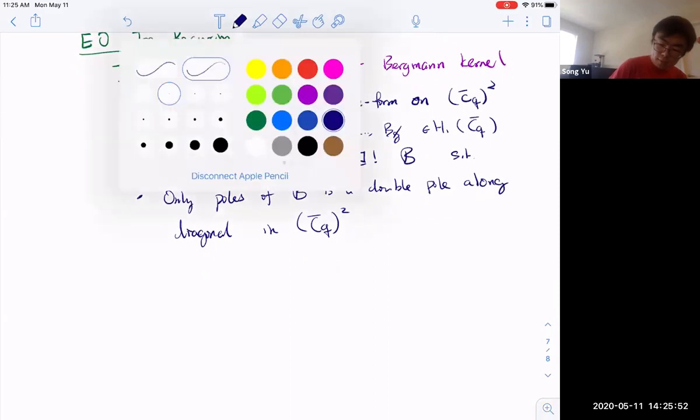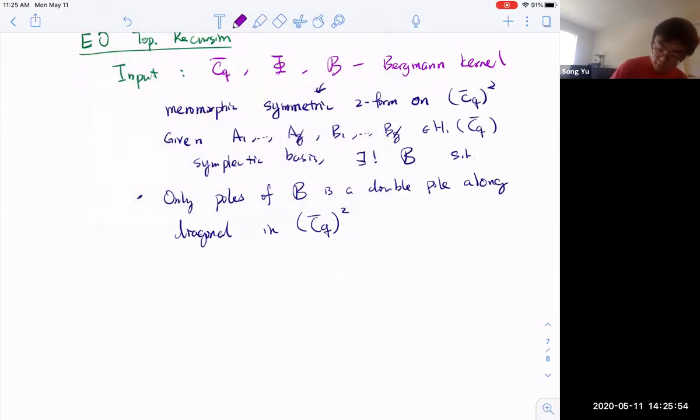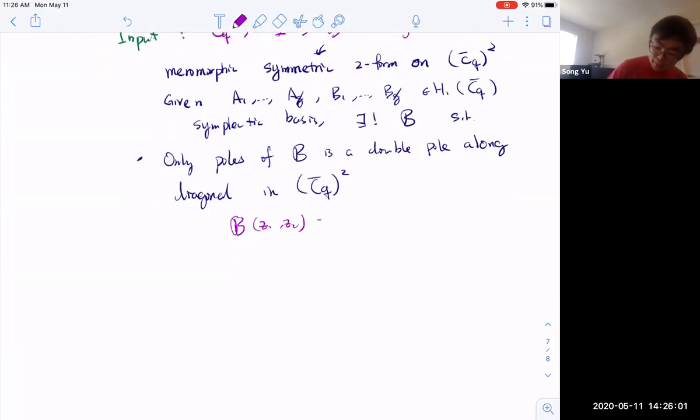So locally, B of Z1, Z2, if these are local coordinates around some point in the diagonal, will look like 1 over (Z1 minus Z2) squared plus some holomorphic parts.